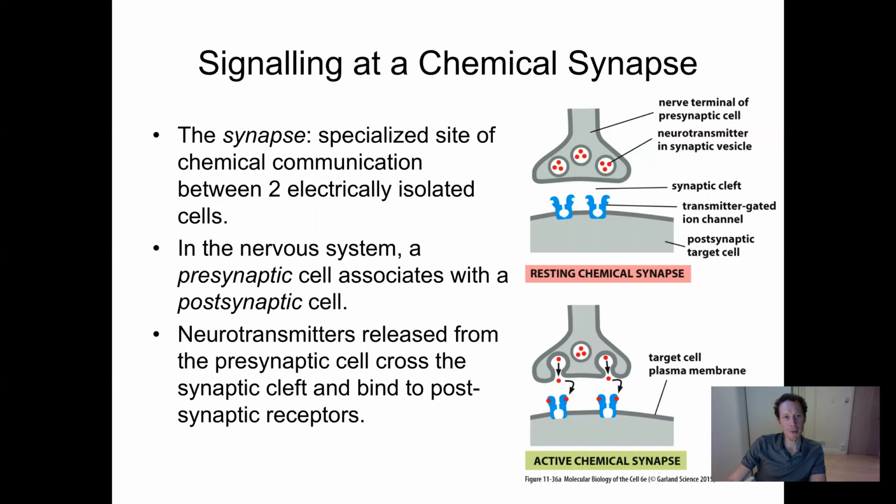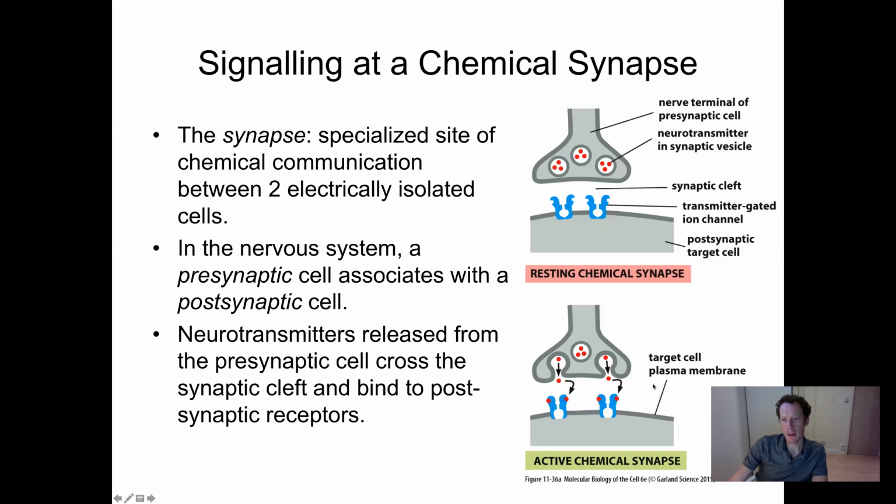The synapse is basically a specialized region between two adjacent cells. I've put here that they're electrically isolated just to let you know that one cell is not attached to the other in any sort of electrical way. There are actually cases where cells are not electrically isolated. I certainly won't talk about those here because that would unnecessarily complicate the discussion, but these are two separate cells that communicate only via chemicals between them.